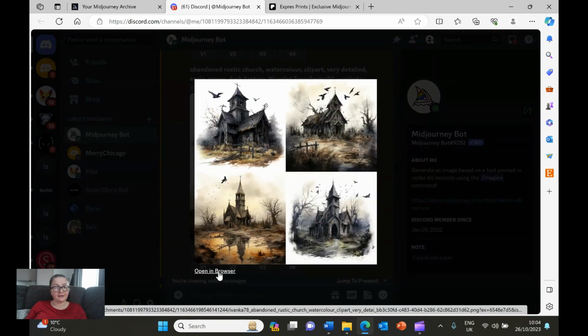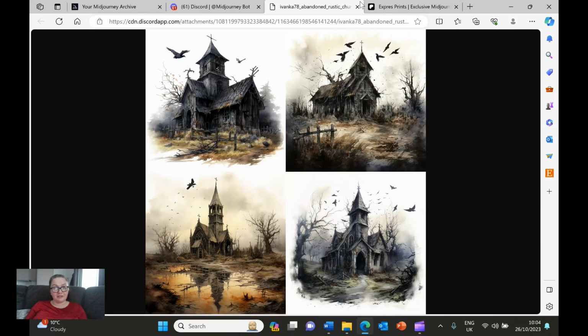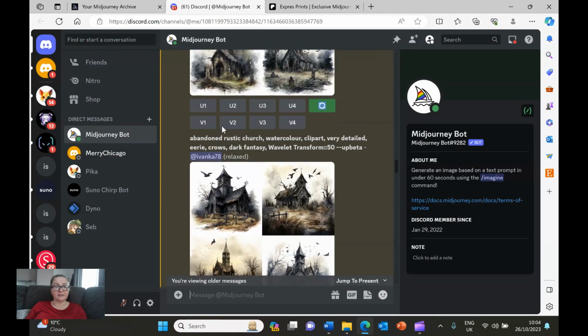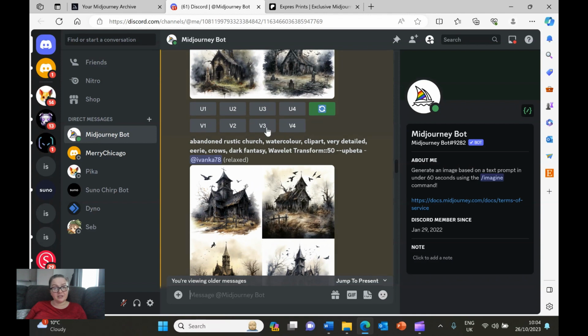So here, these are my first images created with wavelet transform. Let's see what we've used. Same prompt: abandoned rustic church, watercolor clip art, very detailed, eerie, Krauss, dark fantasy. And I have used wavelet transform 50. So I gave importance to my math algorithm starting at 50. Of course, this is just the beginning of my process and learning and getting to that tipping point where I am absolutely 100% happy with my images.